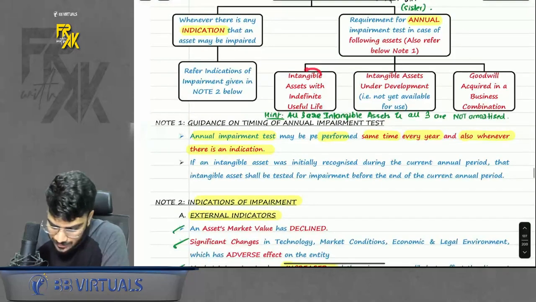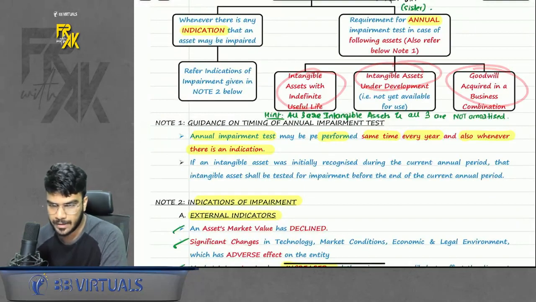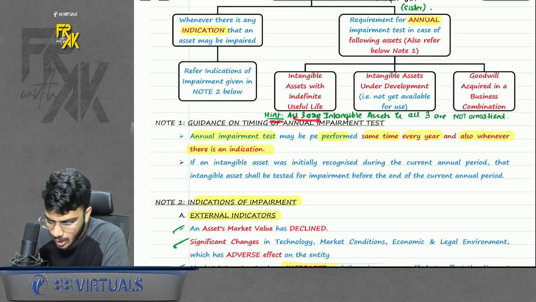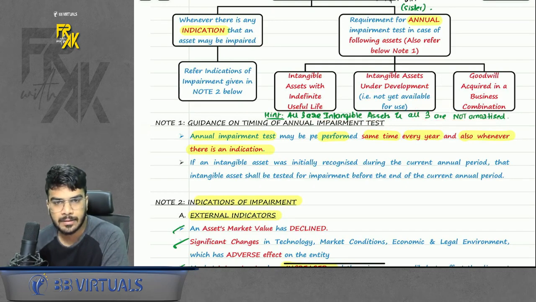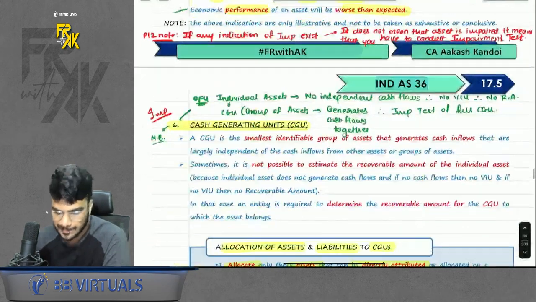Acha sir, how do we remember these 3 assets for annual impairment test? Simple. The simple hint is that all 3 are intangible assets and all 3 are not amortized. Very simple. Is this clear to everyone? Yes, sir. Okay, let's proceed further.